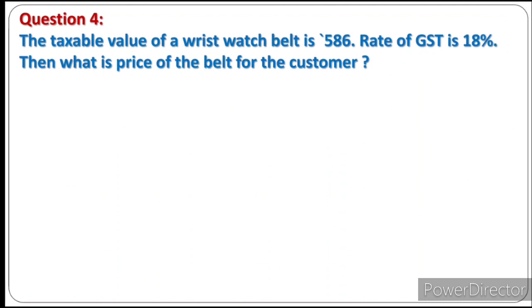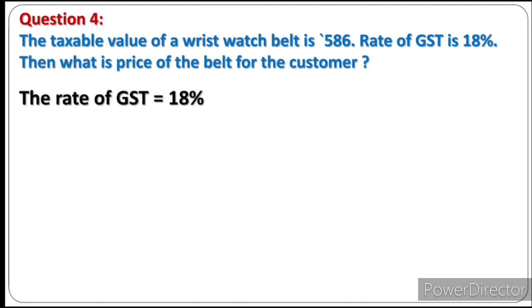Let's see the last question of this session. What is the last question? The taxable value of a wristwatch belt is 586 rupees, which means the cost price of that particular belt is 586 rupees. The rate of GST is 18%. On that 586 rupees, 18% GST is charged. You have to write the final amount of the belt for the customer.